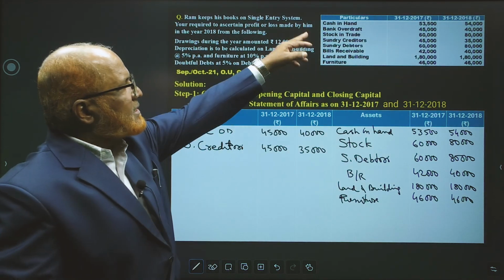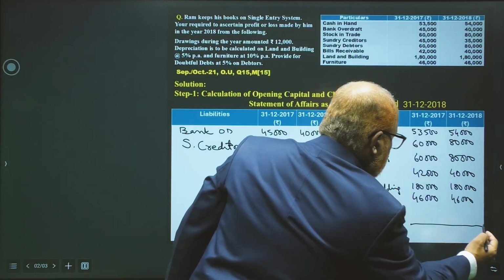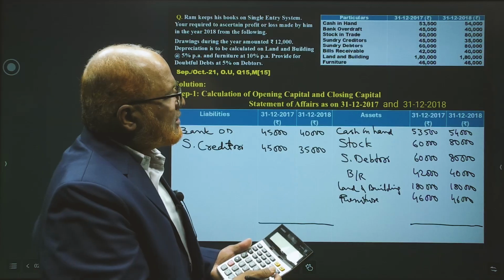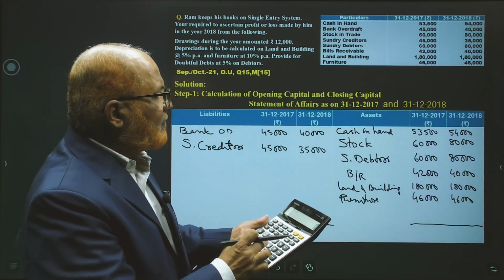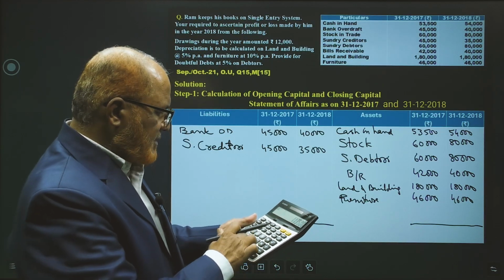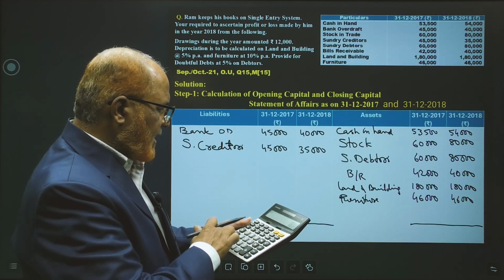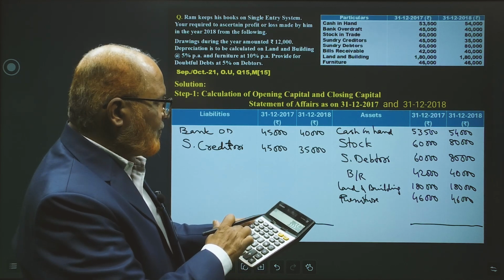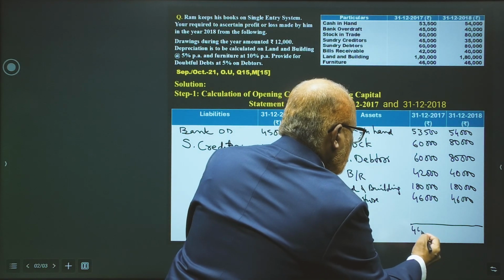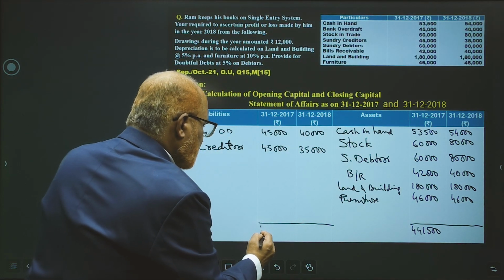So we have taken all the assets and liabilities, right? By taking this, we find out how much the capital is. Take the total of the assets. First of all, 31st December 2017: 53,500 plus 60,000 plus 60,000 plus 42,000 plus 1,80,000 plus 46,000. It comes to 4,41,500. The same total I am taking on the liability side also.